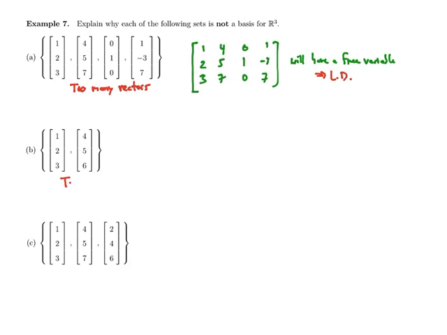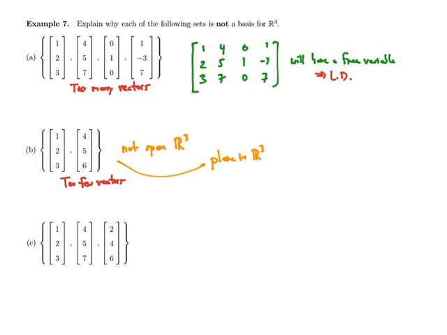In the same way, B is not going to be a basis because there are too few vectors. This isn't going to be an issue with linear dependence, but this is not going to span R3. This is going to give a plane in R3, not the entire space. So because there are too many vectors, we have an issue with linear dependence. If there are too few vectors, we have an issue with the spanning set.